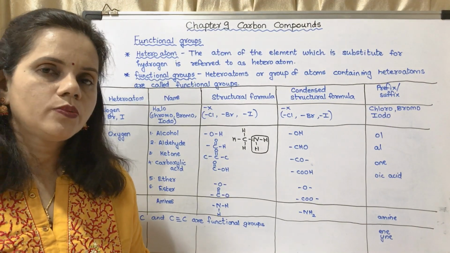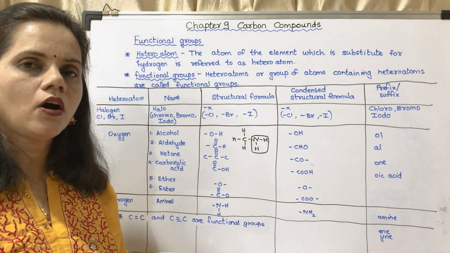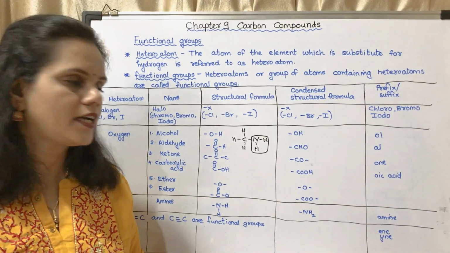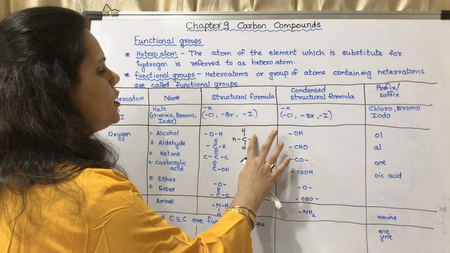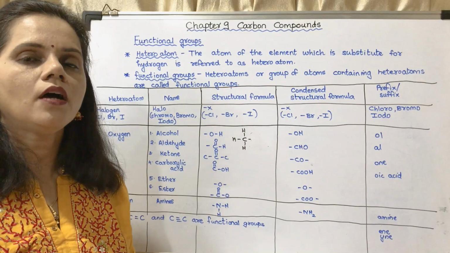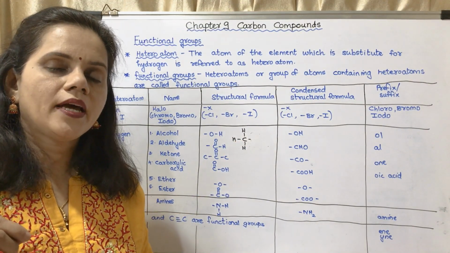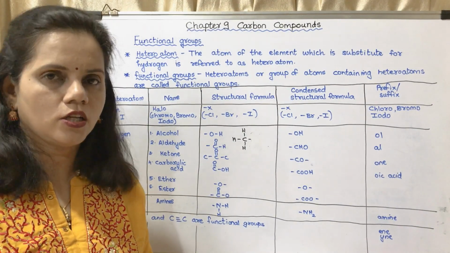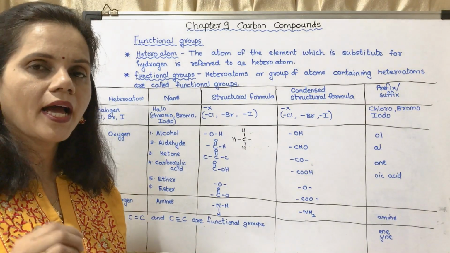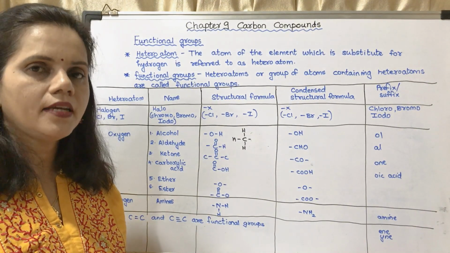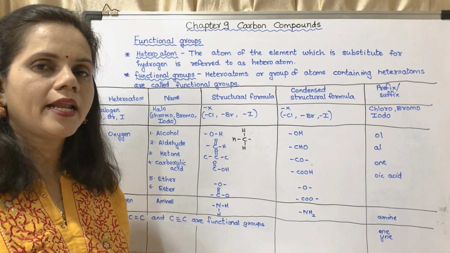So first we will see the heteroatom halogen: chlorine, bromine or iodine. This could be the heteroatom. That means instead of this NH2 here, it could be chlorine, bromine or iodine. This is having only one carbon atom. It could have more than one carbon atom also. So the first one is halo. Why the name halo? Halo means it has chlorine, bromine or iodine. They are called halogens.